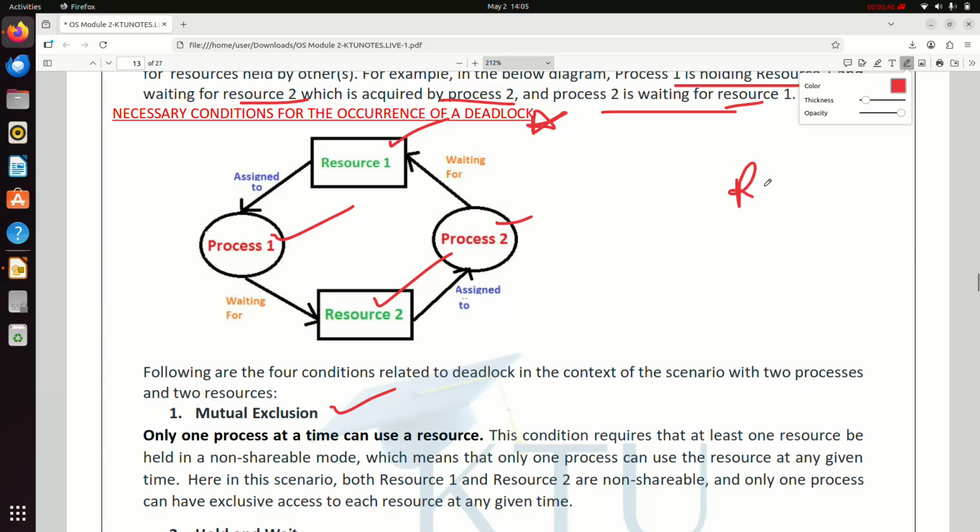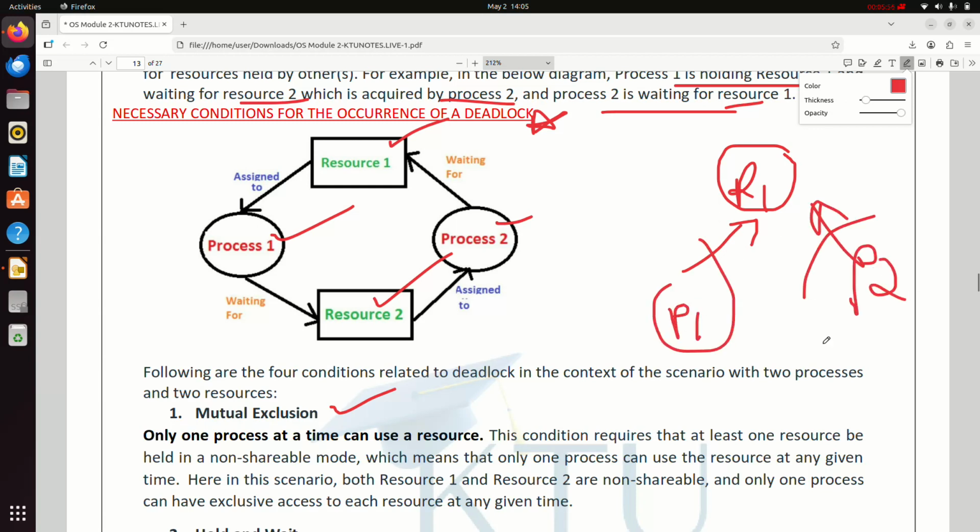That means if you want to use a resource, that resource can be used by only one process. If there are two processes using that resource, then it is not possible. Then that is not the condition of the deadlock. So if a deadlock has to occur, then that resource should be in a non-shareable mode, and that resource can only be used by one process. That is why, since process 1 is holding resource 1, another process is not able to use it together, because it is in a non-shareable mode. Understood? So the first condition is mutual exclusion.